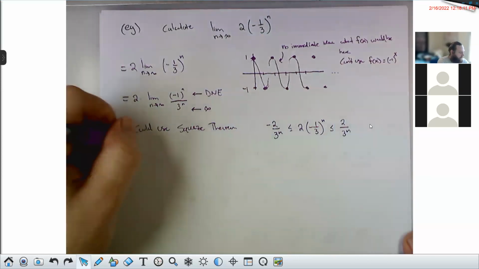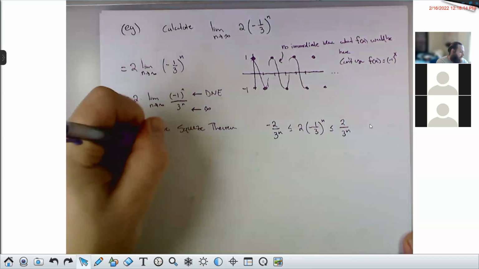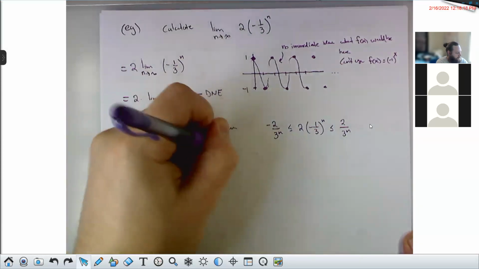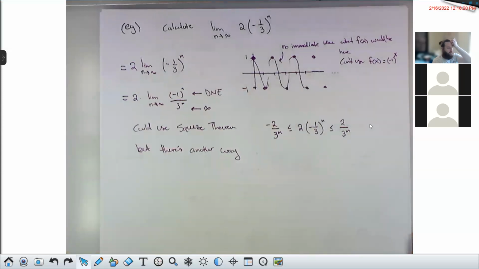But there's another way involving absolute values.